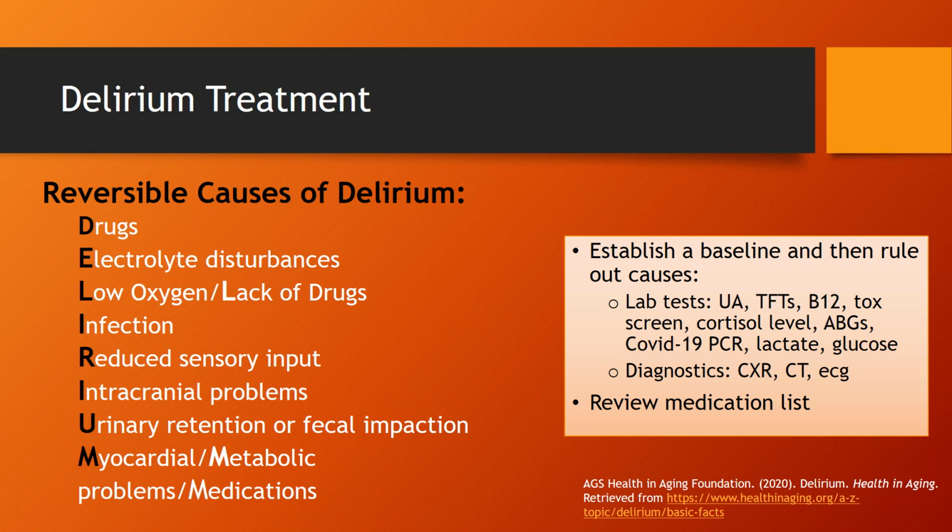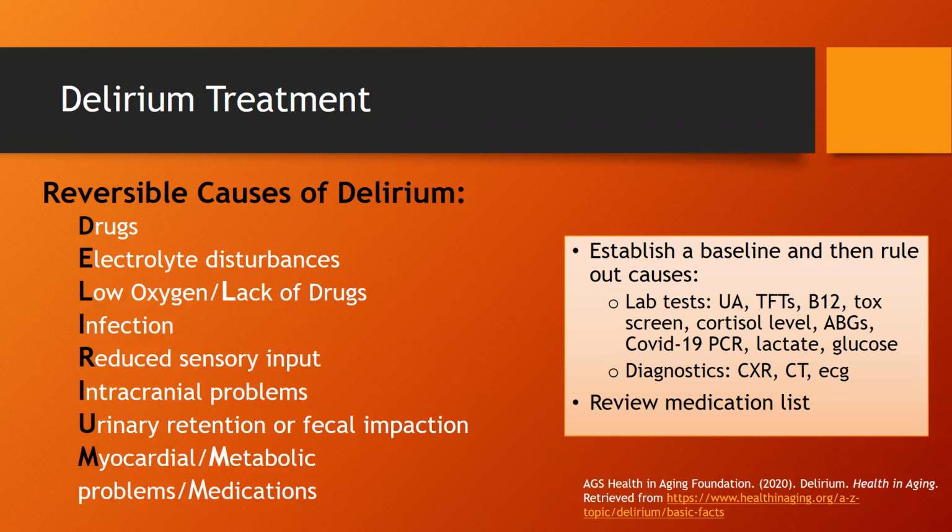I for infection, so commonly urinary or respiratory tract infections. R for reduced sensory input, which happens with vision or hearing. And then I again, for intracranial, such as infection within the brain or hemorrhage, stroke, perhaps a tumor, although tumors aren't very common. And then we've clumped urinary retention and fecal impaction. So evaluating constipation and the patient's ability to urinate.